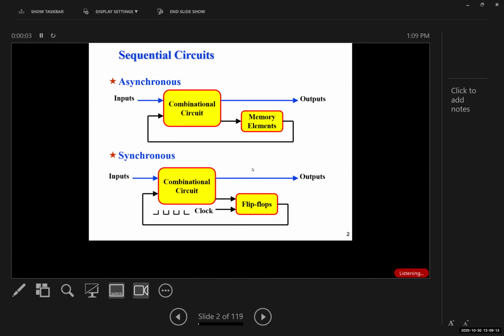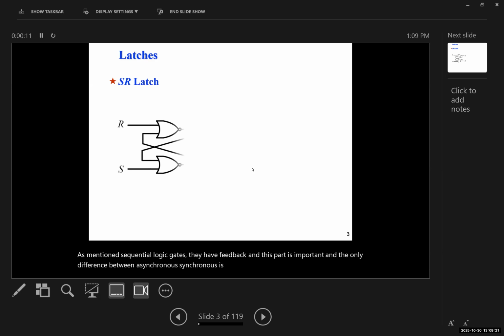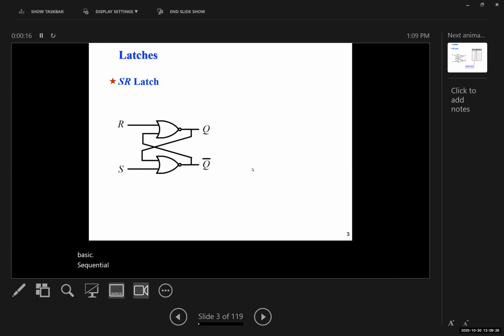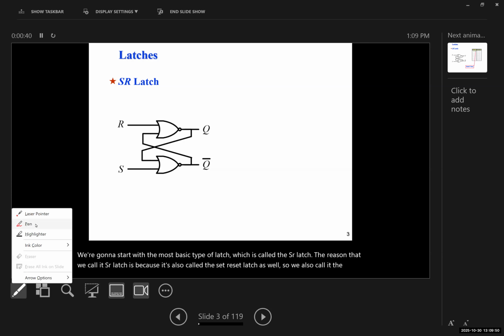So as mentioned, sequential logic circuits have feedback, and this part is important. And the only difference between asynchronous and synchronous is the clock. Now let's start with the most basic sequential logic circuit, which is called a latch. And by the way, this is an asynchronous system because it doesn't have any clock. We're going to start with the most basic type of latch, which is called the SR latch. The reason that we call it SR latch is because it's also called the set reset latch.